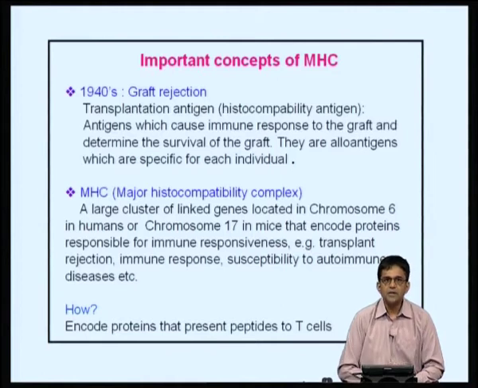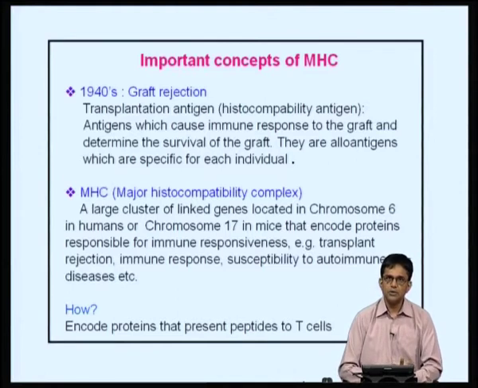But suffice to say that the MHC is a large cluster of linked genes. It is a very gene dense region in chromosome 6 in humans and chromosome 17 in mice that encode proteins responsible for immune responsiveness. And these, as I mentioned, are mainly involved in transplant rejection, immune responses to pathogens, susceptibility to autoimmune diseases, etc. Now, how is it that the MHC molecules play this role?